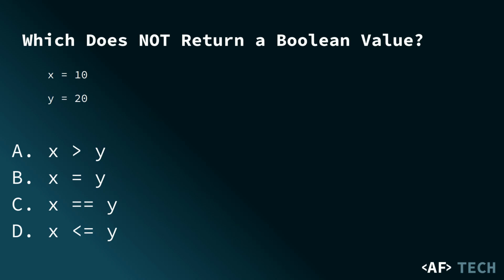Which of the following does not return a Boolean value? So assuming x is 10 and y is 20, which of these does not return a Boolean value? The answer would be B, because B does not return a Boolean value. Instead, you're just setting x to y. Remember, you have to use the double equal sign to actually compare things. So using a single equal sign would set a variable.